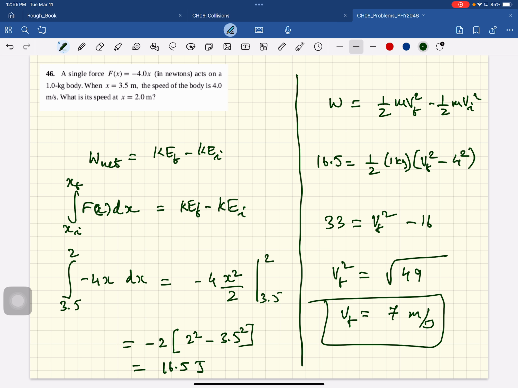So here's what's happening. Again, this is like a spring, mass attached to a spring. And when the spring is 3.5 meters away, it's going at 4 meters per second. And when it's at 2 meters, it's going faster at 7 meters per second. So that's what's going on.